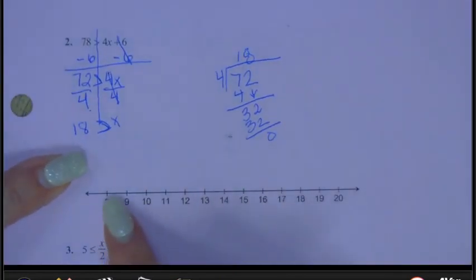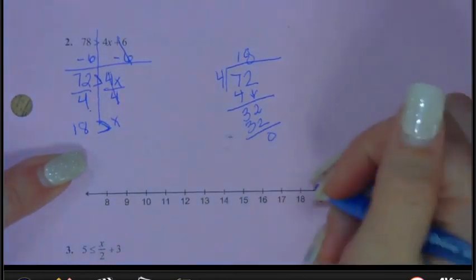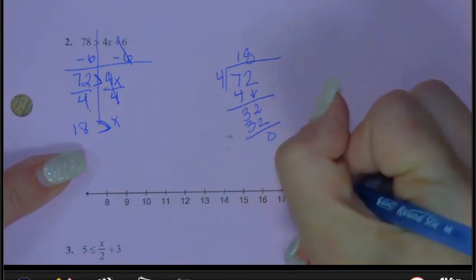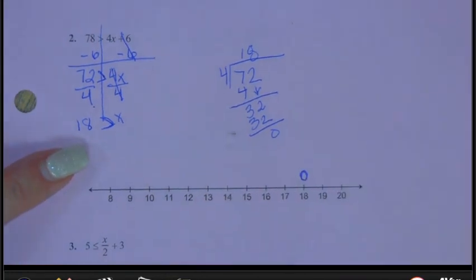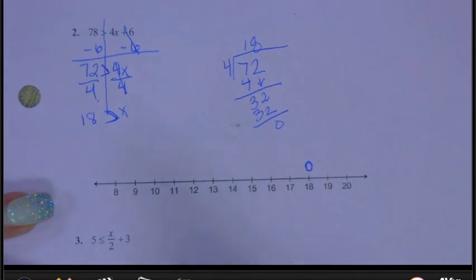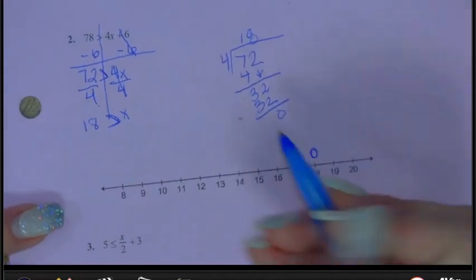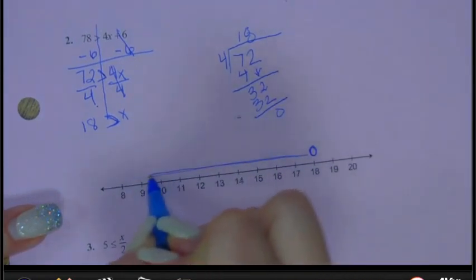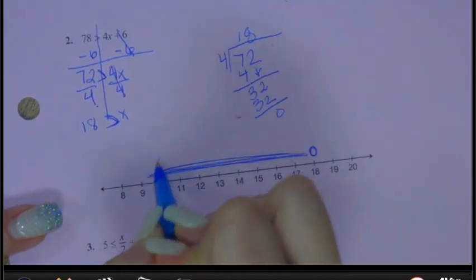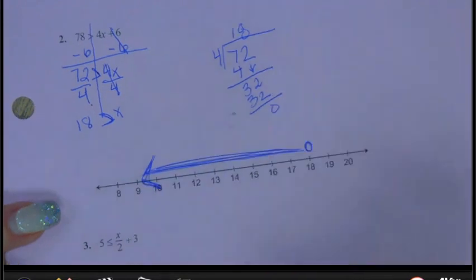Now, I'm going to go over to 18, and I have an open dot because I'm not equal to 18. I'm just greater than 18. And that means the alligator's eating the largest number, 18, so then all of my x values have to be smaller than 18. So I'm going to shade to the left.